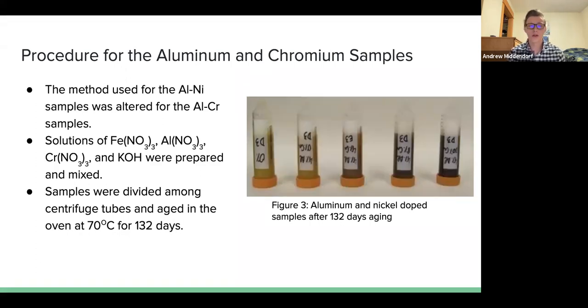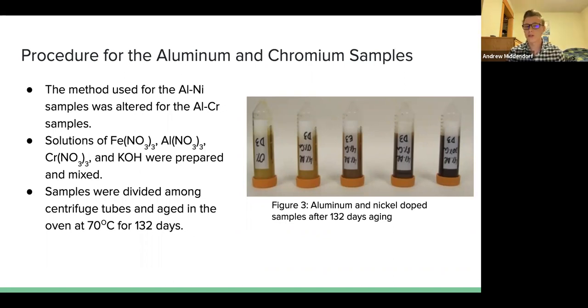For the aluminum and chromium samples, it was very similar to the aluminum and nickel sample preparation method, the difference being instead of nickel chloride being used, we used chromium nitrate. Again, the solutions were mixed and divided among centrifuge tubes and placed in the oven at 70 degrees Celsius, this time though for 132 days.